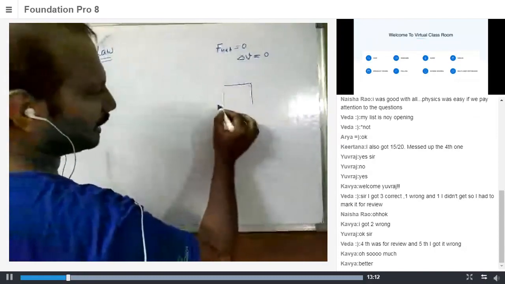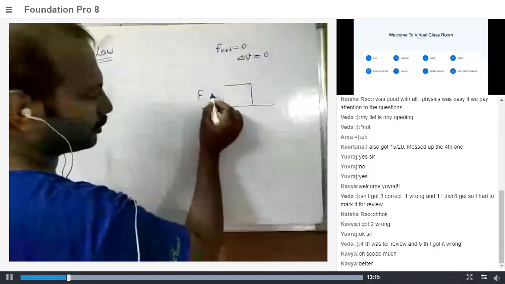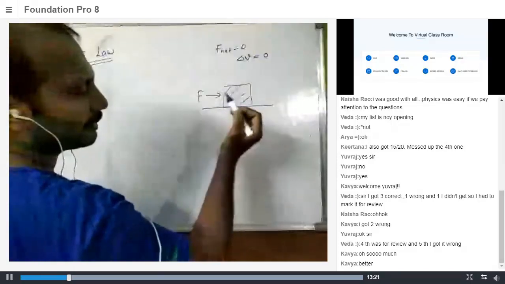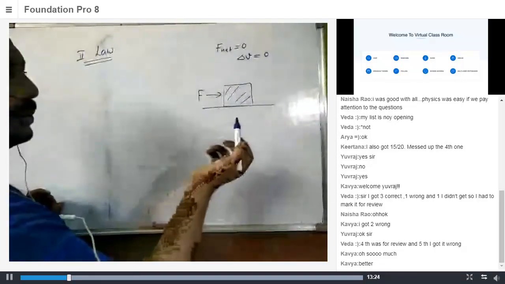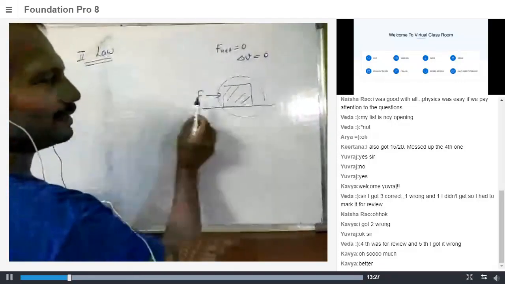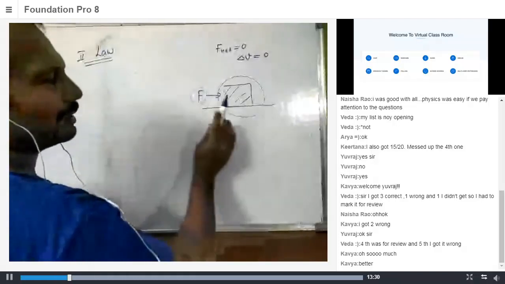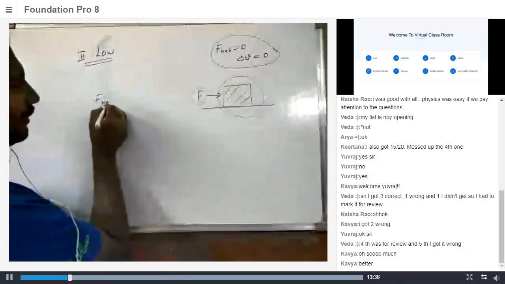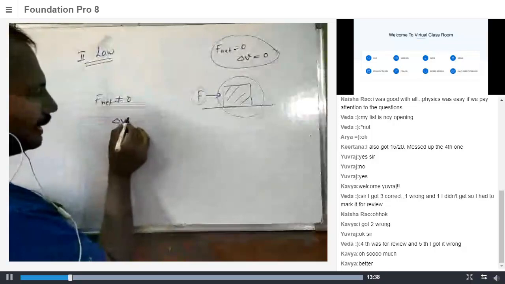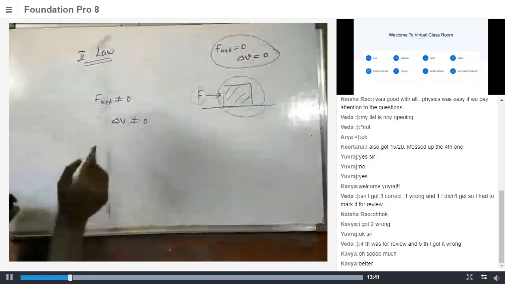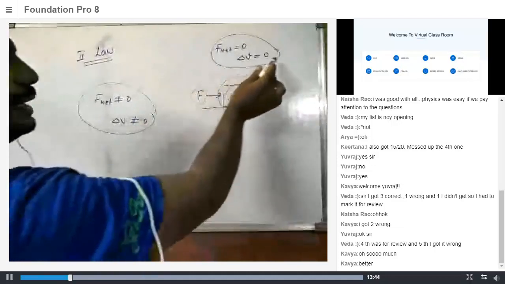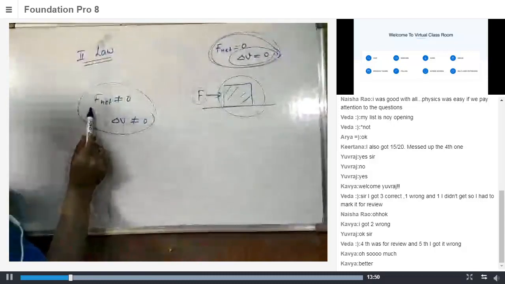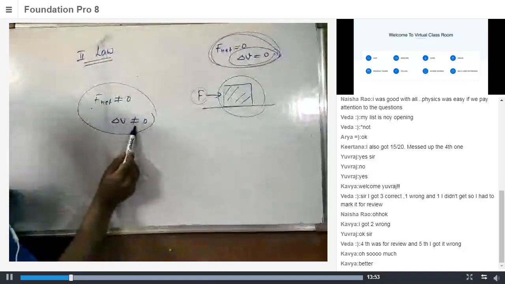Now, if a force is applied on a body, what will happen? It might go forward or backward, it will move. If it is an unbalanced force, then what does second law say? If F net is not equal to 0, delta V is not equal to 0. First law: if no external force acts on the body, the change in velocity of the body is 0. If an external force acts on the body, there is a change in velocity.